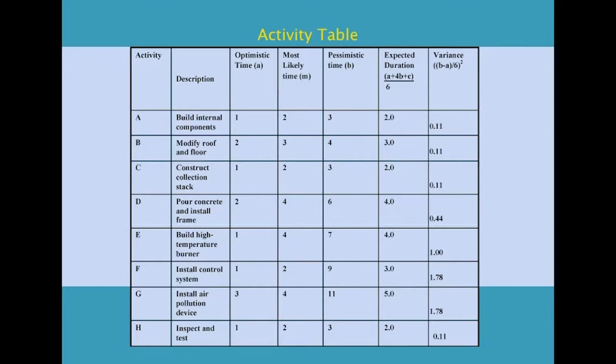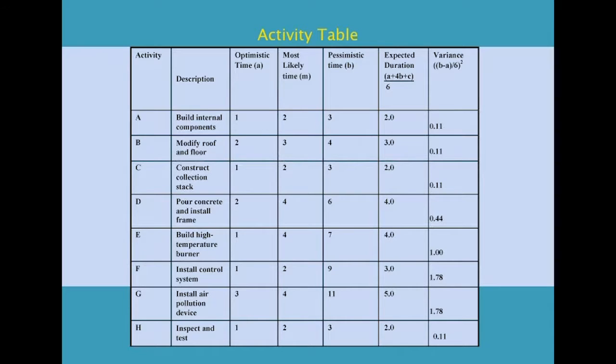From this table we calculate the project variance, the overall project variance as the sum of all variances of all critical path activities. What is the critical path? All those which had 0 slack. Previously in the calculation of CPM method we have determined the critical path.